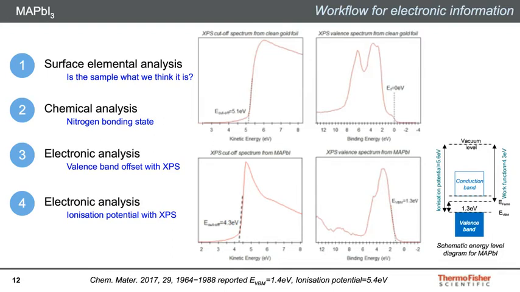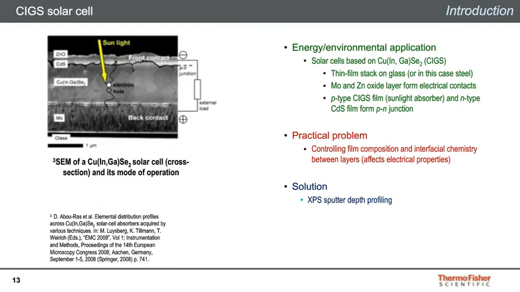Solar cells based on CIGS thin films have demonstrated excellent efficiencies and offer a low cost potential as compared with bulk silicon-based solar cells, which are about 200 times thicker. CIGS solar cells consist of a thin film stack on a substrate, typically glass, as shown in the SEM image on the left-hand side of the slide. The molybdenum layer and the zinc oxide layer form the electrical contacts.